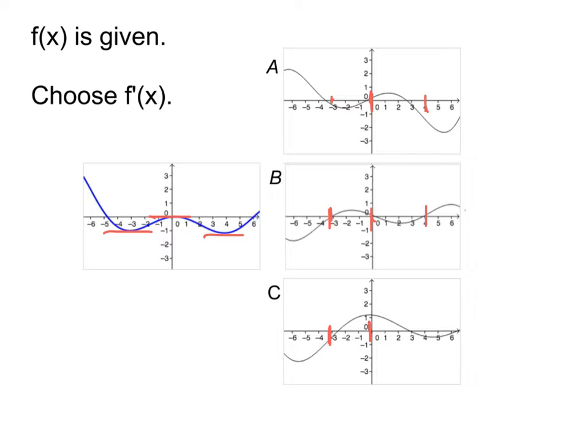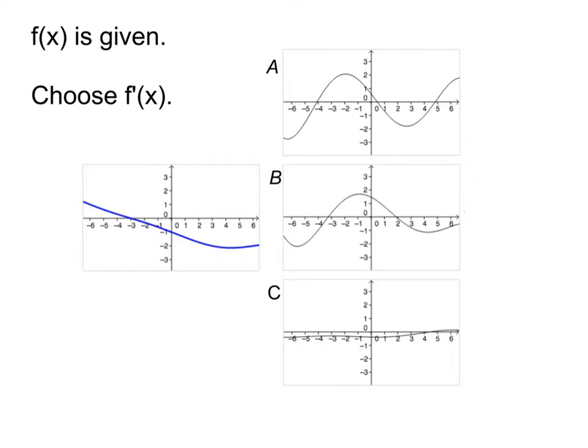Now, based on that information alone, which graph is the derivative? It is B, because that's the only one that has those as the zeros. We didn't have to dig any deeper into, okay, where is it positive, where is it negative? Next graph.